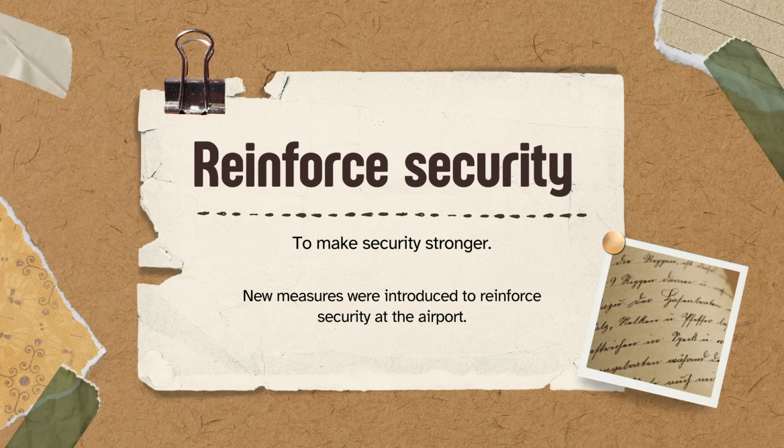So the first example, new measures were introduced to reinforce security at the airport. Have you been to an airport? Have you flown? There's usually some sort of security there, especially in the States. I've heard in certain places in Northern Europe, there's not much security there. This means that the airport added or improved safety protocols to ensure passengers and staff are protected.